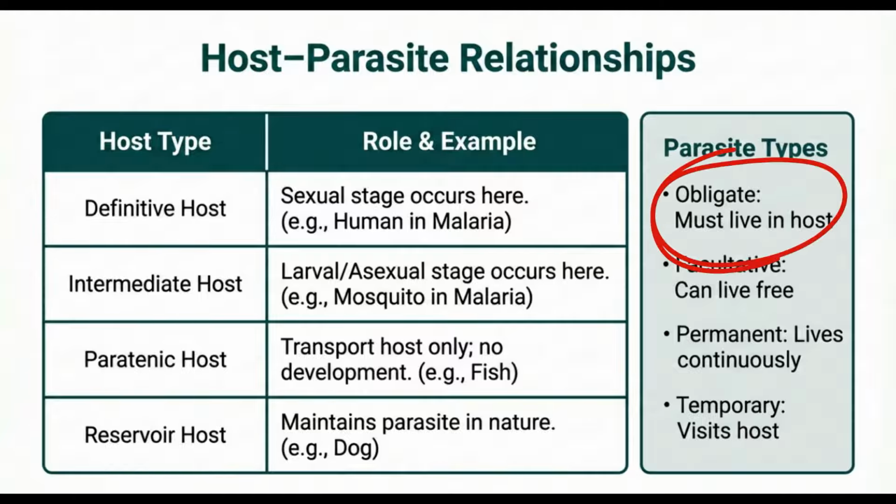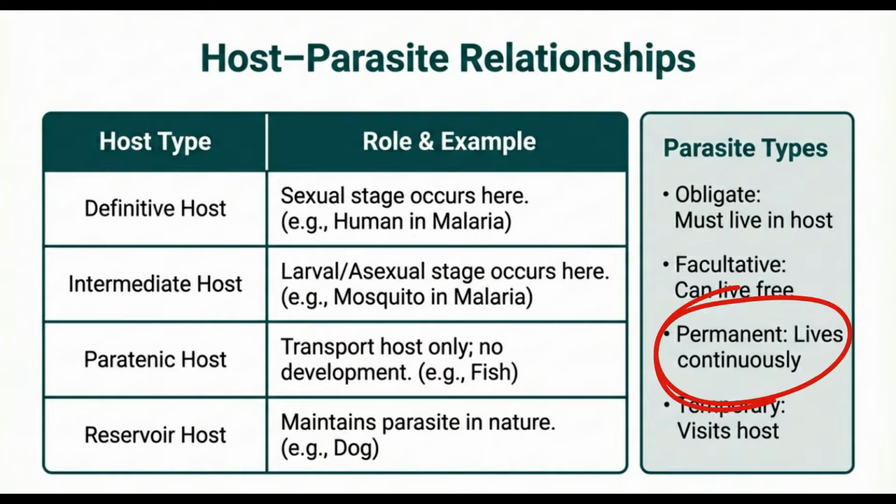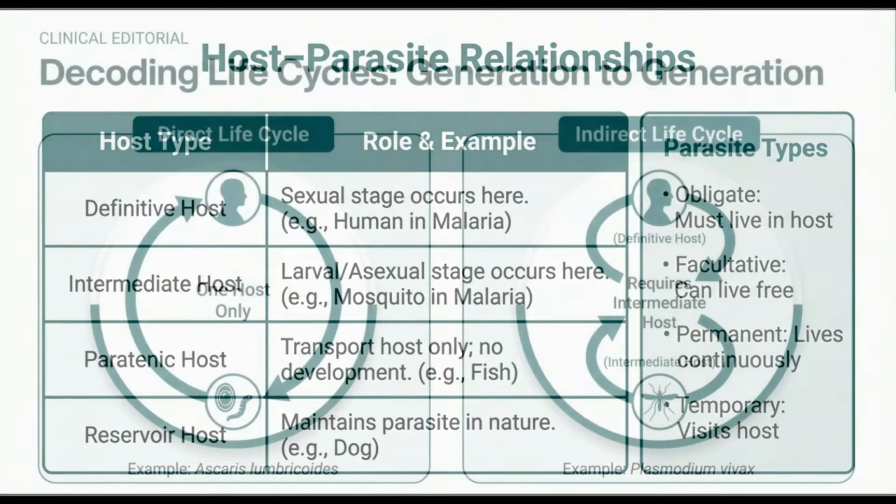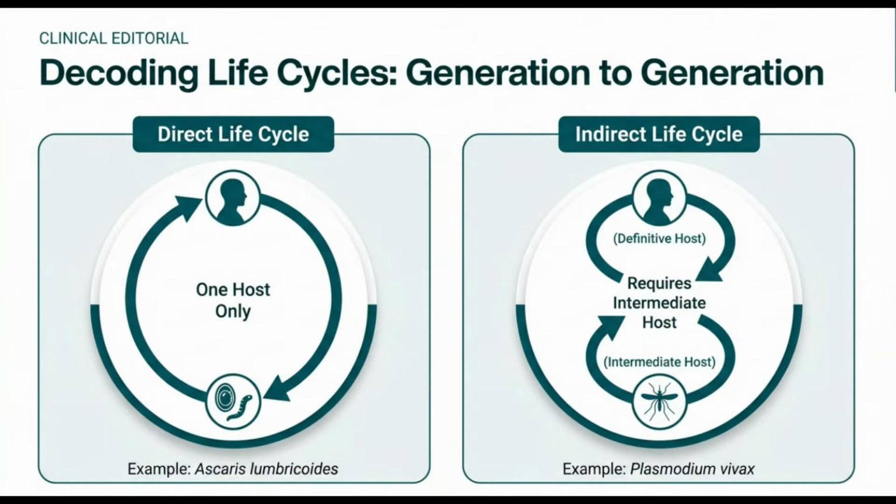Then, on the parasite side, some are obligate. They absolutely must have a host to survive. Others are facultative, meaning they can live freely. And they can also be permanent, living their whole life in a host, or temporary, just visiting for a short time. And that brings us to life cycles.